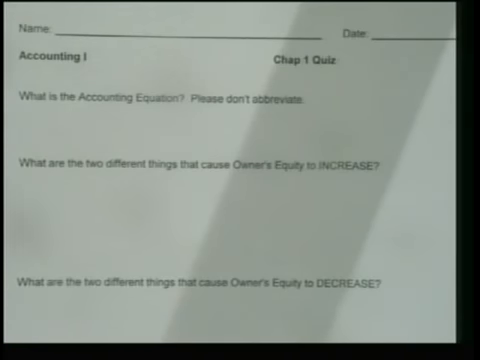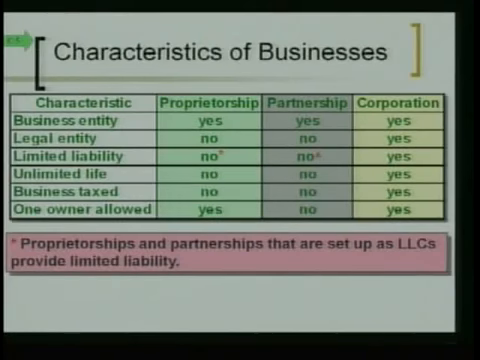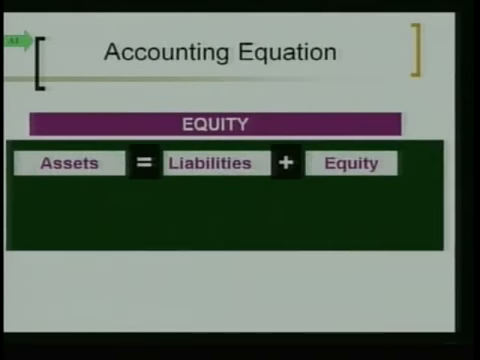Okay? So let's switch over, and what is the accounting equation? Assets equals liabilities plus owner's equity, or equity, right? Assets equals liabilities plus owner's equity. And that always has to remain in balance. For a company at any given point in time, the assets have to equal the liabilities plus the owner's equity.